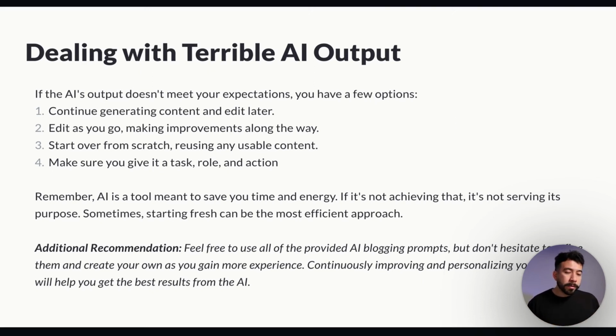You can just start over from scratch and just reuse any reusable content. Starting over from scratch, sometimes again, the AI tool could just be acting really weird that day. It happens all the time. But you could just start over from scratch in a new chat. Always make sure that you're giving it a role, task, and some kind of context and action. Remember that AI tool is meant to save you time and energy. And if it's not achieving that, it's not serving its purpose. Sometimes just starting a new chat can be the most efficient approach, but number three and number one are my favorite because you can continue just generating the content and then edit later.